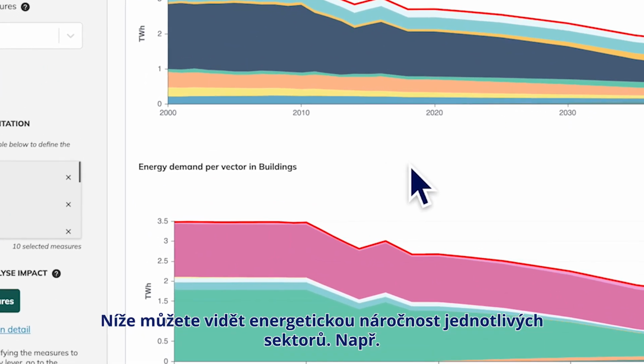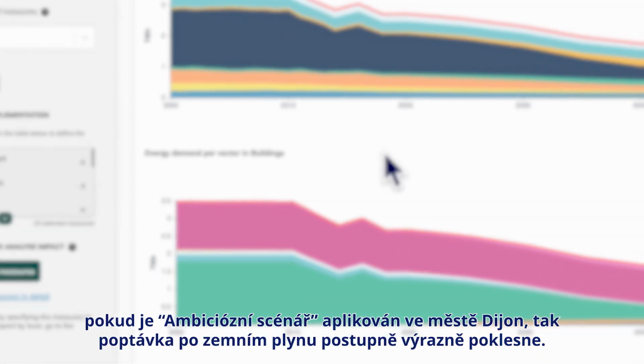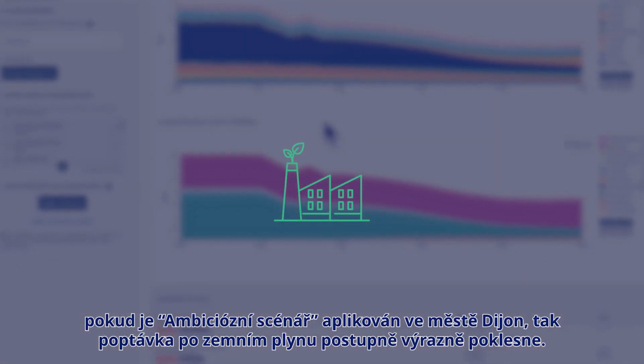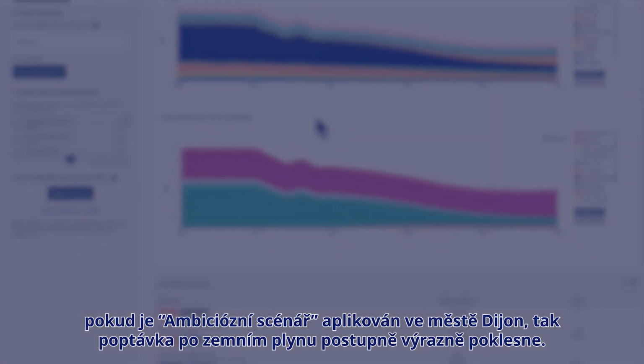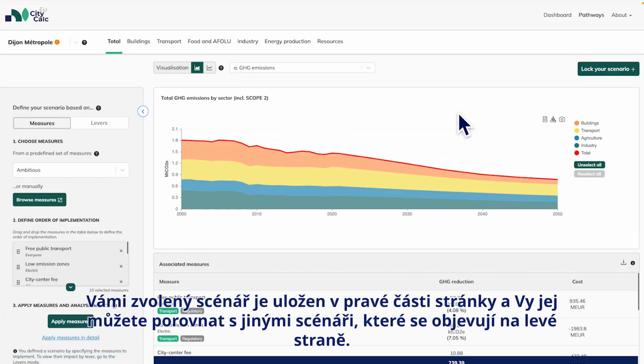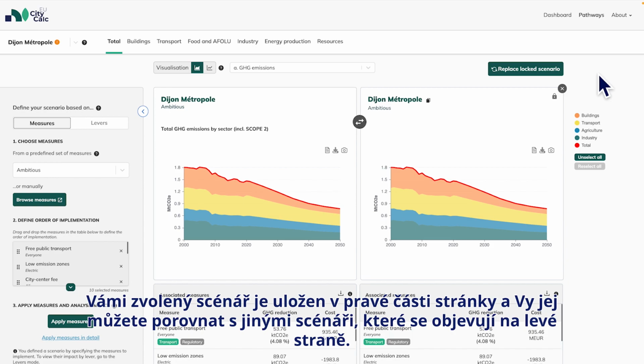Further down, you can view energy demand per vector. When the ambitious scenario is applied to the city of Dijon, the total energy demand for natural gas will be drastically reduced. Now let's lock the scenario. Your transition scenario is saved on the right side of your screen, and you can use it to compare it with other transition scenarios that will appear on the left side.